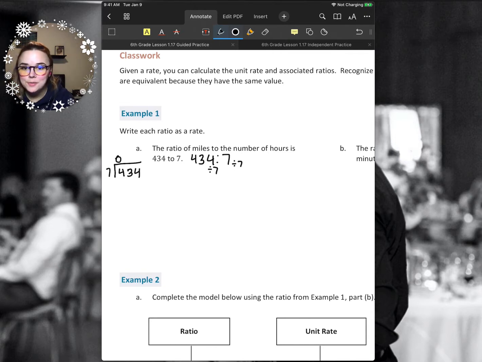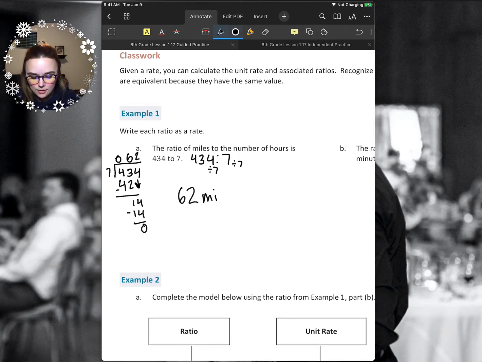7 can't go into 4, so we put a 0 at the top. 7 can go into 43 6 times, so our 6 goes up to the top. We know that 6 times 7 is 42. We subtract and get 1, bring down our 4. 7 can go into 14 2 times, which we know is 14. We subtract and get 0. So our rate is going to be 62 miles per hour. So in 1 hour at this rate, you'll travel 62 miles.